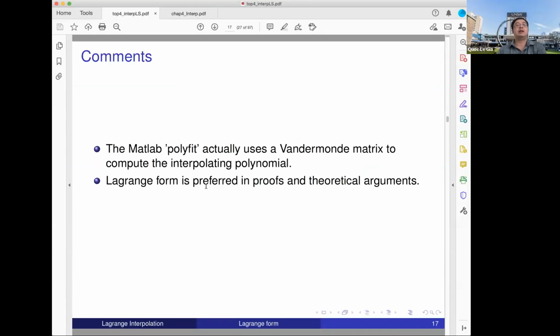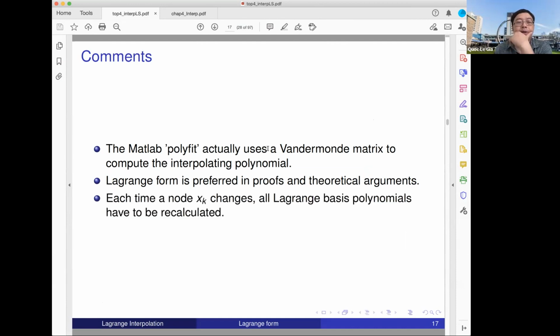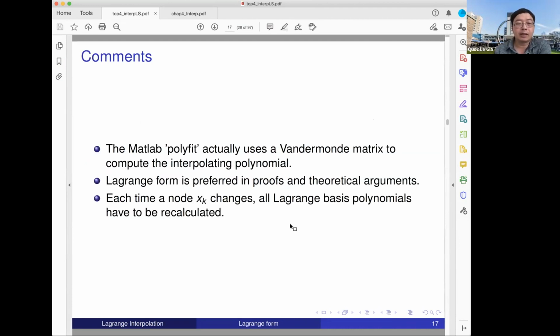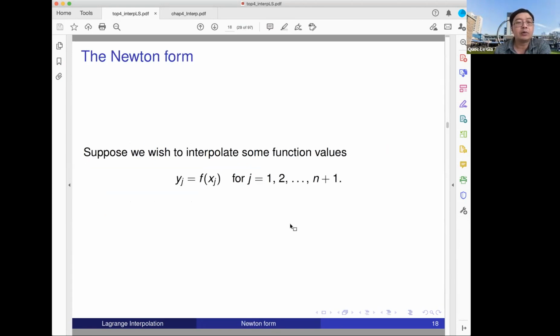So you see now the Lagrange form is preferred when you try to prove something, for example the existence of interpolation polynomials. But every time you have a new xk, you have to recompute the Lj. So that is the drawback of the Lagrange method. Now Newton says that he can fix that. Newton is very smart. So now we study the Newton form.